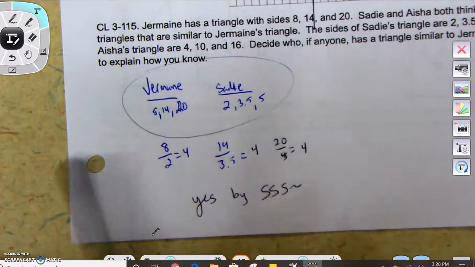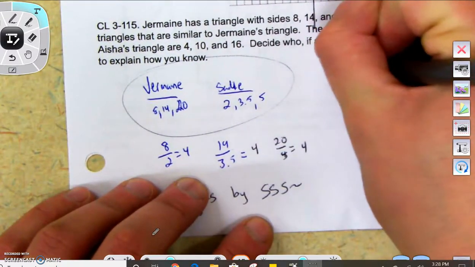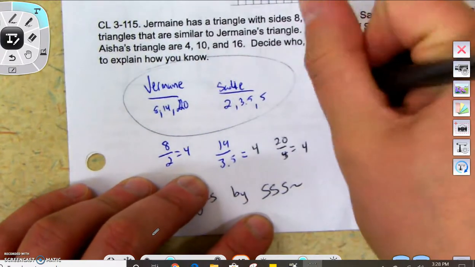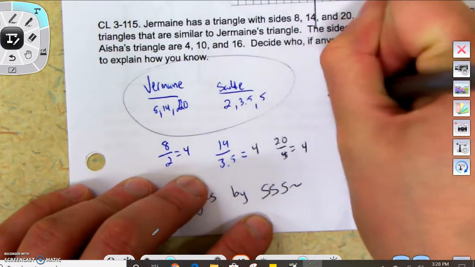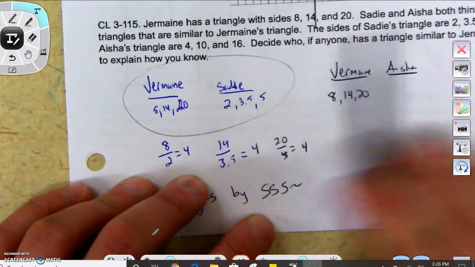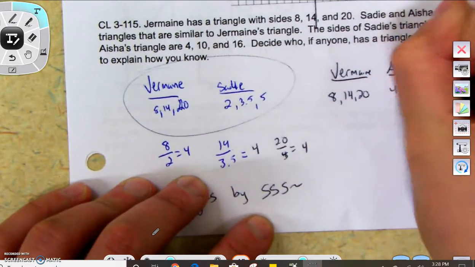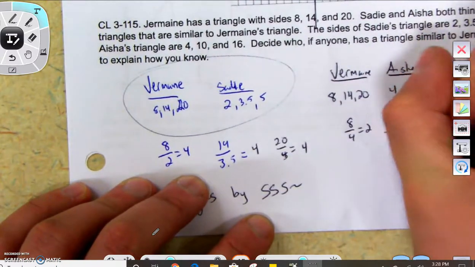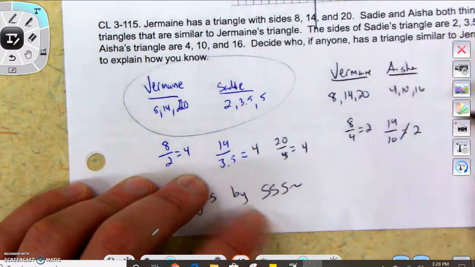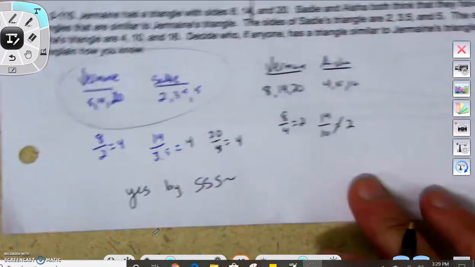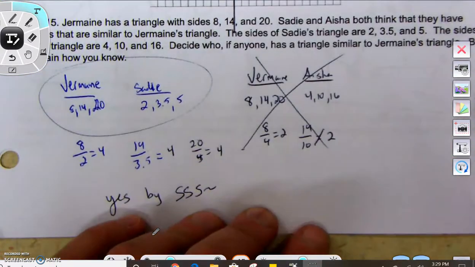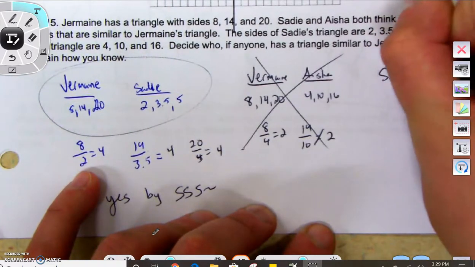So then I can compare the other ones. If I compare Germain and Aisha, again, Germain has 8, 14, and 20. Aisha's sides are going to be 4, 10, and 16, so 8 over 4 is 2, but if I go 14 over 10, that is not 2, it's actually 1.4, so Germain and Aisha are not going to be similar, but then I still have Sadie and Aisha to be able to compare.